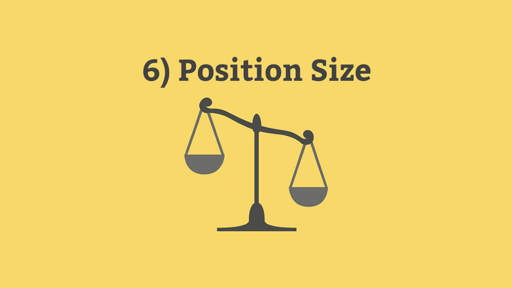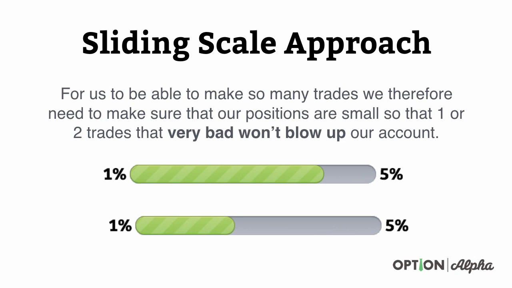Now, once you've determined the implied volatility rank, option strategy, the strike prices and month, now we have to talk about position size. Now, this is obviously something that we've talked a lot about here and is, again, critically important. We use a sliding scale approach here at Option Alpha. So for us to be able to make a lot of trades, which increases our chance of success, we need to make sure that our positions are so small that one or two trades that go very bad won't blow up our account. Because remember, black swan events are going to happen.